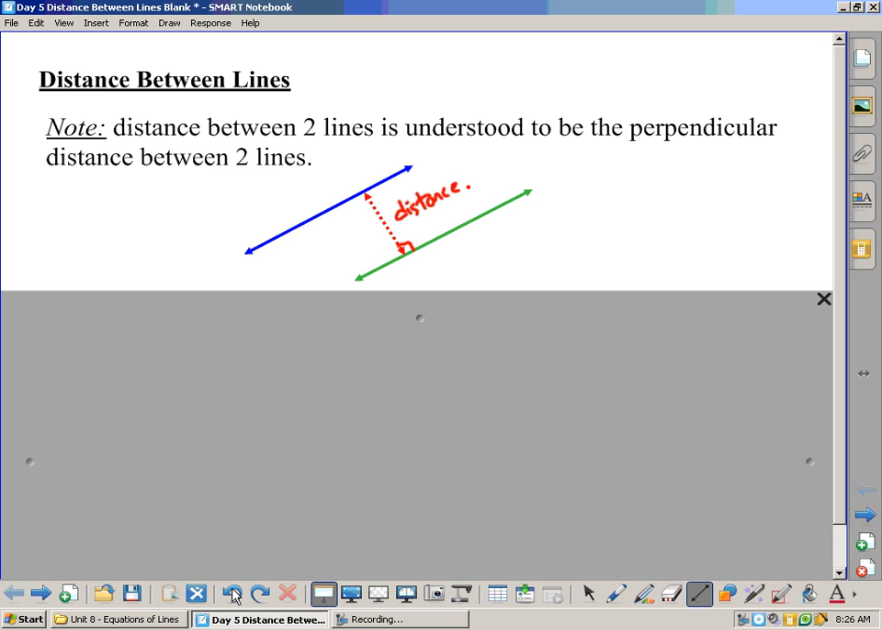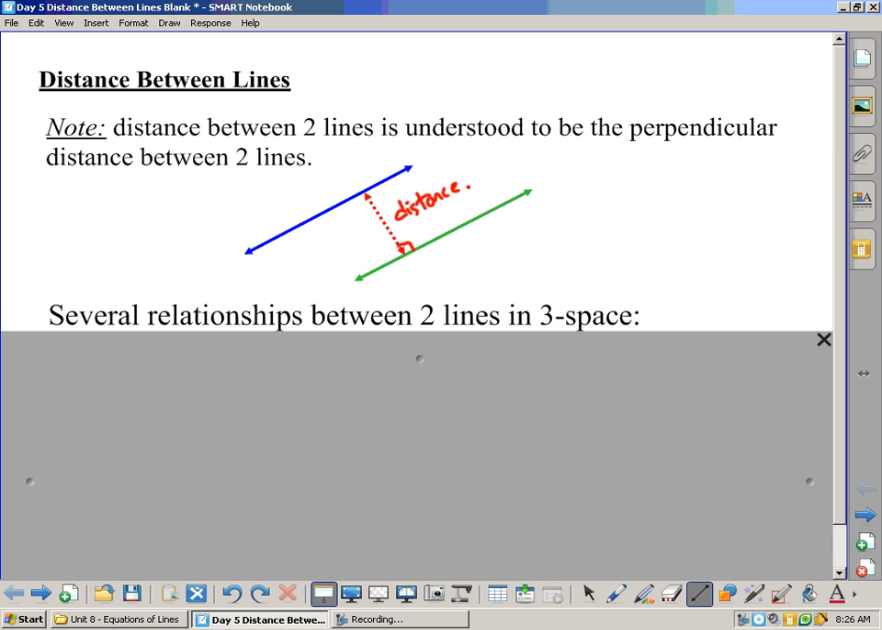So before we go off and talk about this, we have to consider all the relationships between two lines in 3-space.